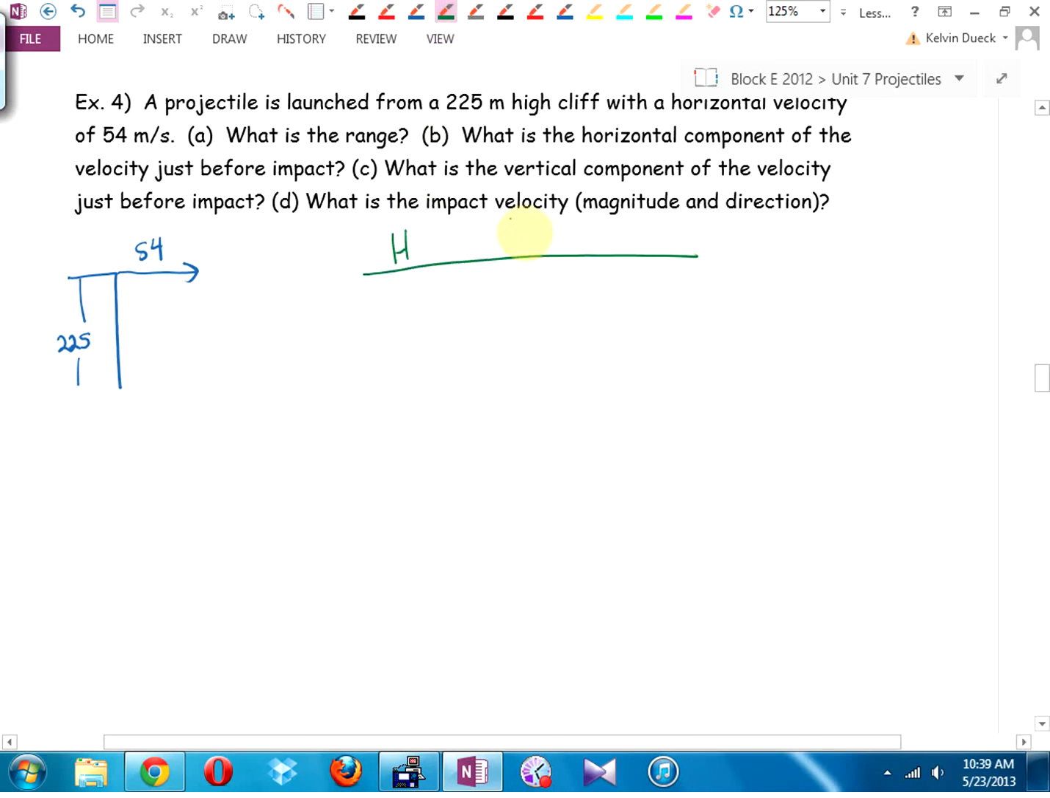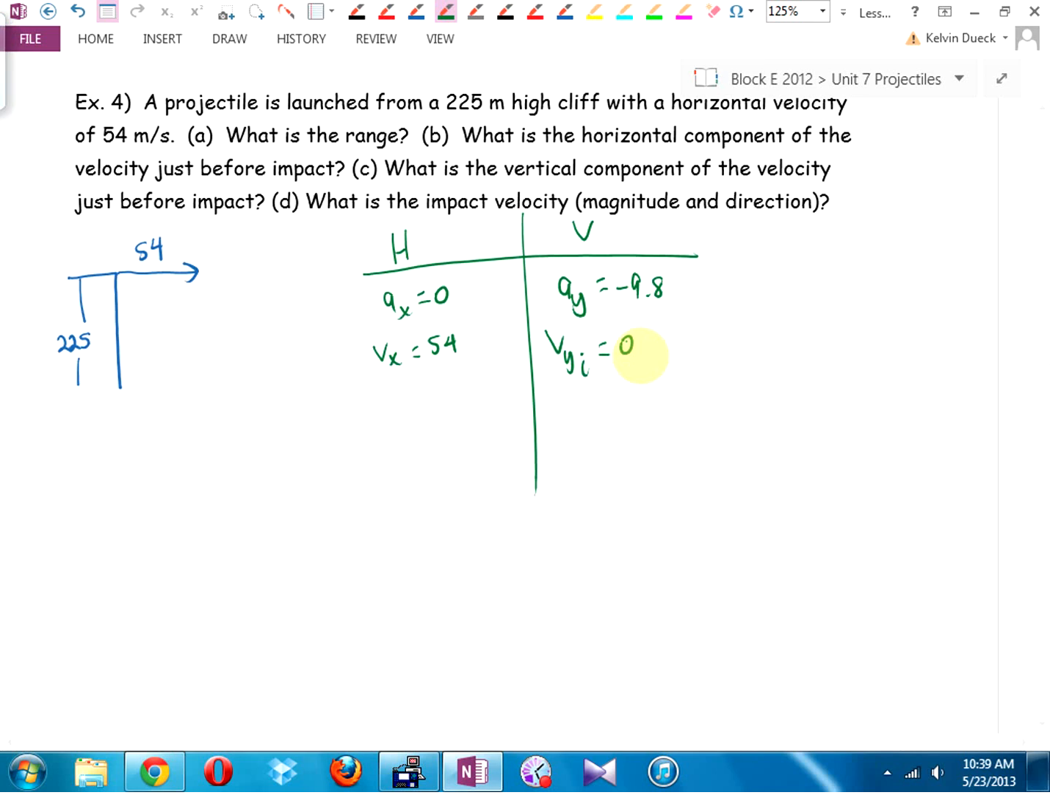Horizontal, vertical. AX is 0, AY is negative 9.8, VX is 54, VY initial is 0. By the way, you may notice there is a 0 in each column, just occurring in different locations.